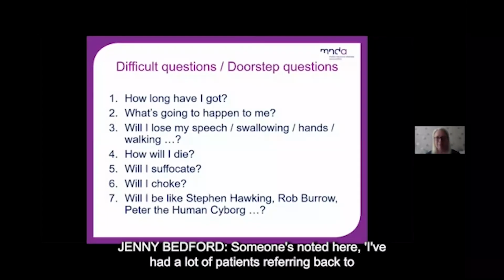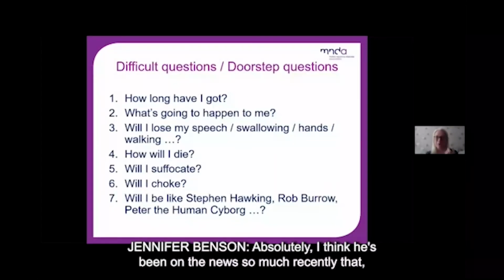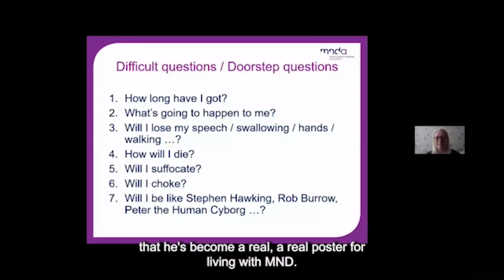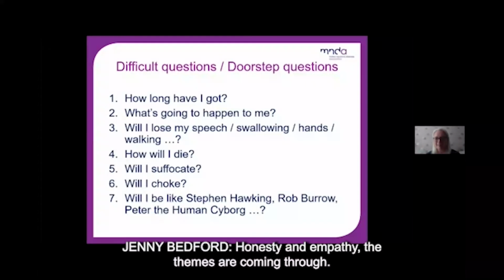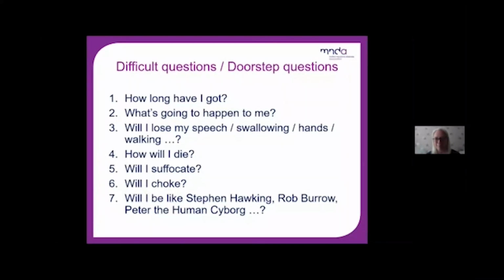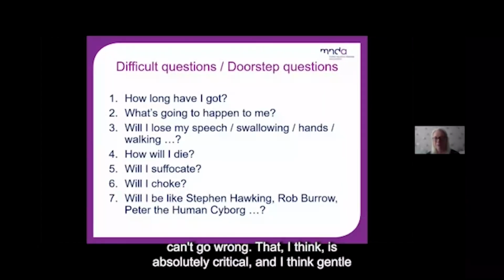Someone's noted here, I've had a lot of patients referring back to Rob Burrow. Interestingly, the question you put on number 7. Absolutely. I think he's been on the news so much recently that he's become a real poster for living with MND. Honesty and empathy, the themes are coming through. And I think if you demonstrate honesty and empathy, you really can't go wrong. I think it's absolutely critical.